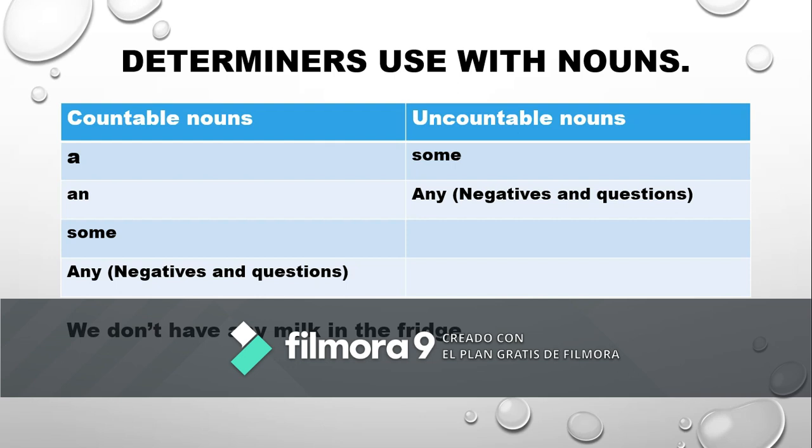For example, we don't have any milk in the fridge. In this example, we have a negative sentence. Here, any means nada because it's a negative sentence. If you have a question, for example, this one, do you have any milk? In this context, any means algo because it is in a question. Don't forget, any can be used with countable nouns or with uncountable nouns, but only in negatives and questions. That's it, the information about countable and uncountable nouns.